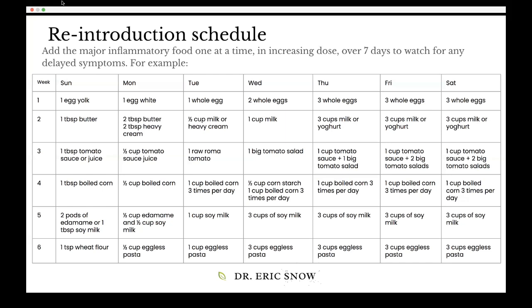And then the next day you'll do a half of a cup of the edamame pods, and a half of a cup of soy milk. And then the next day, a cup of soy milk, next day, 3 cups. And then you'll finish the week having 3 cups. And a cup would be 8 ounces; 6 to 8 ounces would be a cup serving.